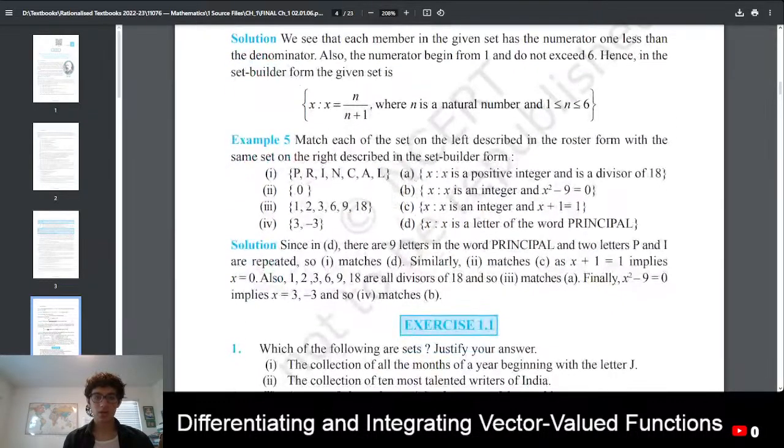Okay, next example. Match each of the sets on the left described in the roster form with the same set on the right described in set builder form. What about this one? Let's start with B. If x squared minus 9 is 0, x is equal to plus or minus 3. So 4 and B will go together. X is a letter of the word principal, so obviously I and D, 1 and D. X plus 1 equals 1, so x is 0. So 2 and C, and then obviously by process of elimination, 3 and A.